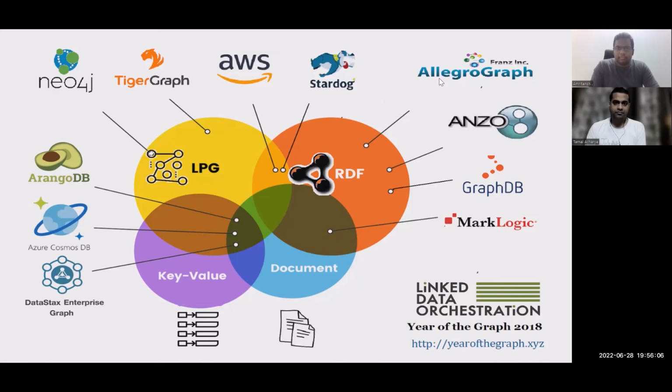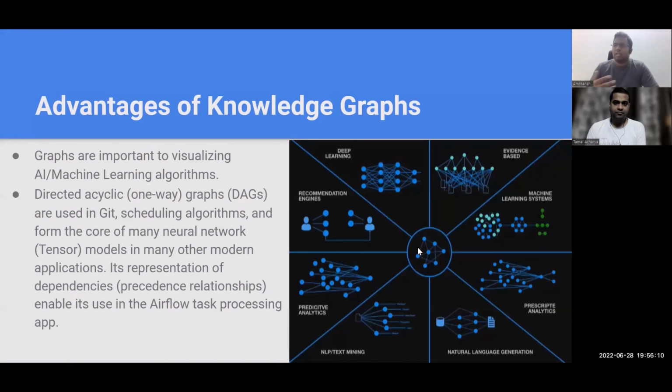I would now like to think about a conclusion and say what the advantages of a knowledge graph would be. As you can imagine, first of all, it will be far better for storage of all these connectivities. Plus, graphs are important to visualize AI and machine learning algorithms. This is something we have already done for neural networks.